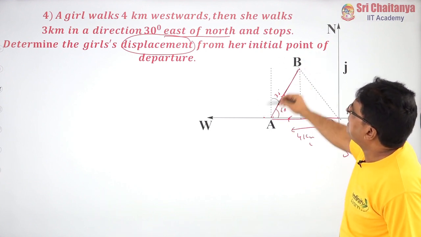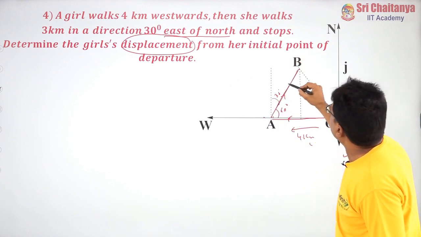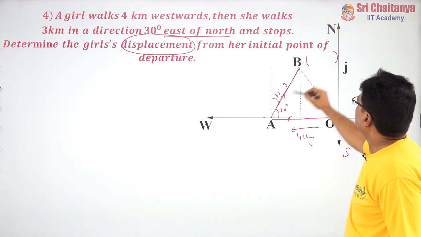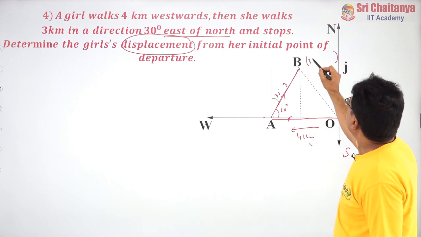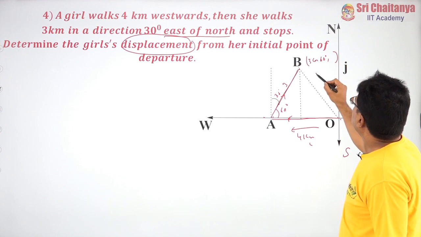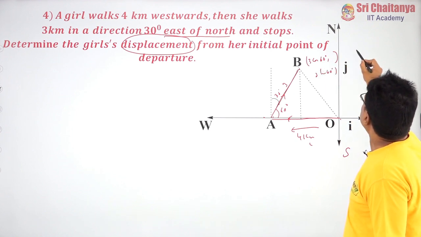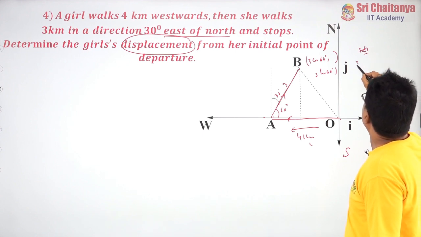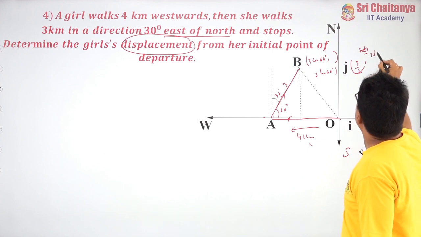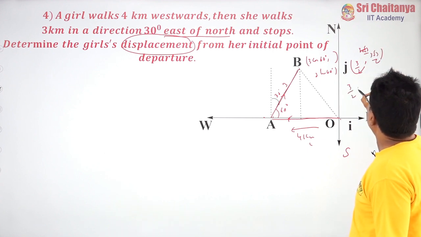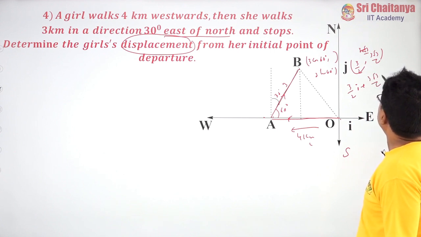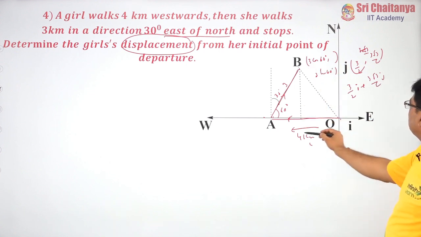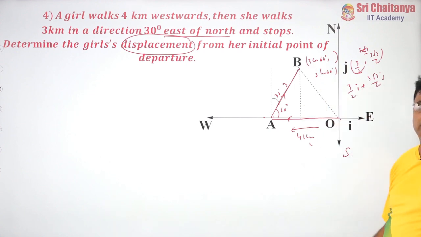Now I need to find B. She walks 3 kilometers in this direction, so 3 is given. I know this angle, I know this direction, I know this point. Then I can find this as 3 cos 60 comma 3 sin 60. That means 3 by 2 comma 3 root 3 by 2. As a vector, 3 by 2 i plus 3 root 3 by 2 j. So, what is the displacement? OA bar plus AB bar, that means minus 4i plus 3 by 2 i plus 3 root 3 by 2 j.